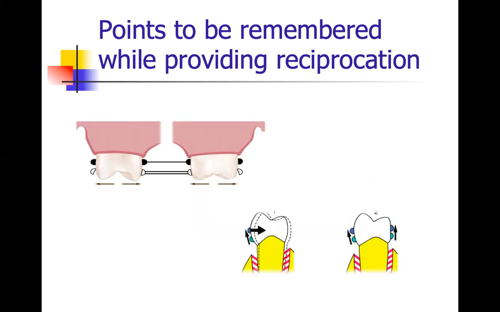First point to be remembered while providing reciprocation is to optimize reciprocation in that the axial surface of an abutment should be prepared parallel to the path of insertion and removal. Second, it should be placed above the height of contour. Third, the reciprocal clasp arm must be in contact during the entire period of retentive clasp deformation.